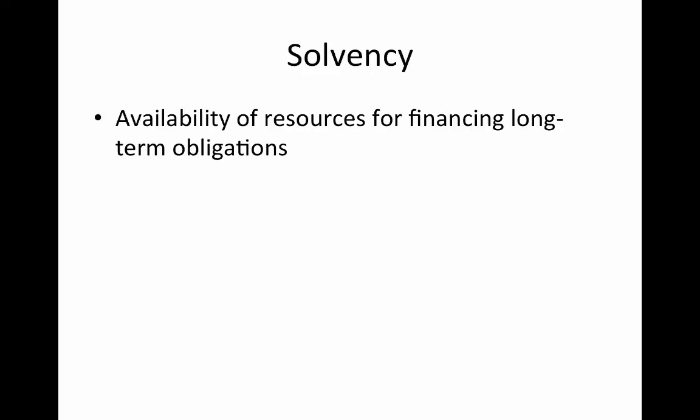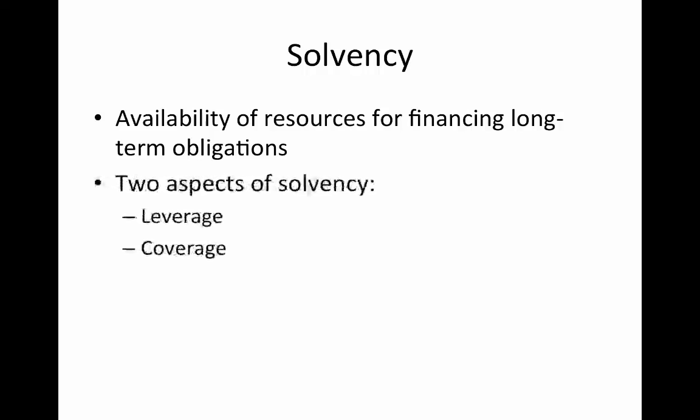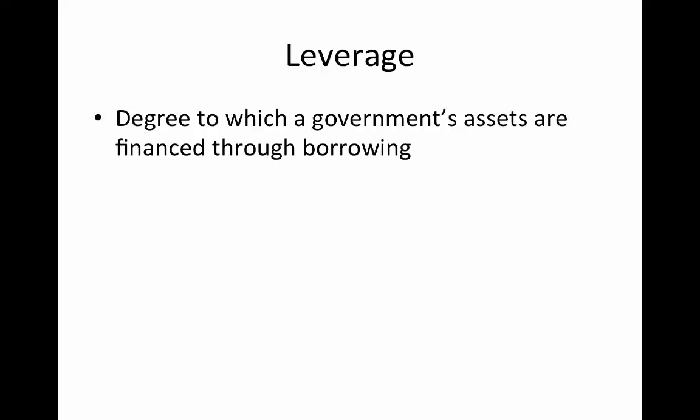Switching back to looking at sort of longer term issues, the issue of solvency has to do with whether a government's going to have sufficient resources at its disposal to make payments on its long-term obligations or to otherwise satisfy its long-term obligations. And there are two basic ways of looking at solvency: leverage and coverage. Leverage is the degree to which a government's assets have been financed through borrowing. And that's a broader understanding of borrowing, not just issuing of bonds, but purchasing things on account is a form of borrowing as well.